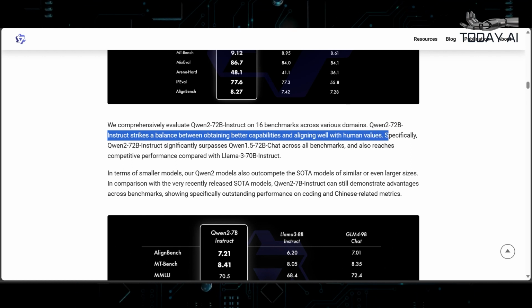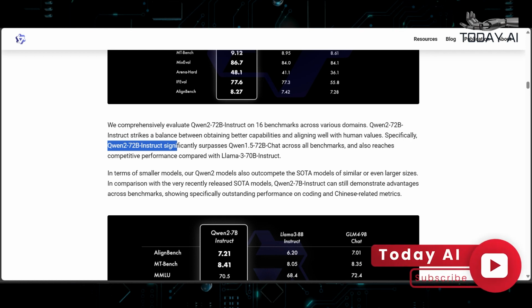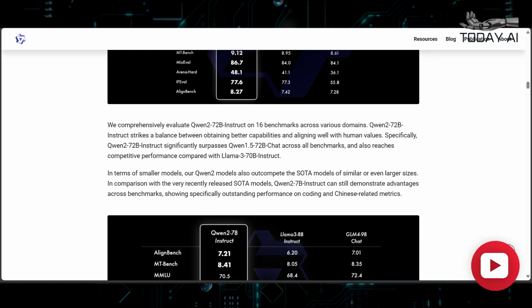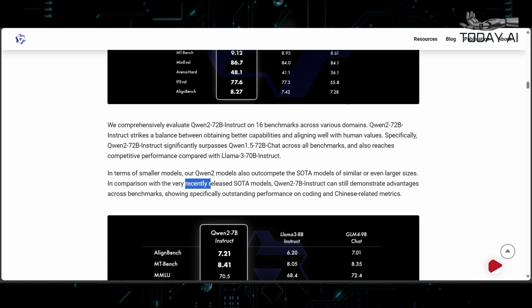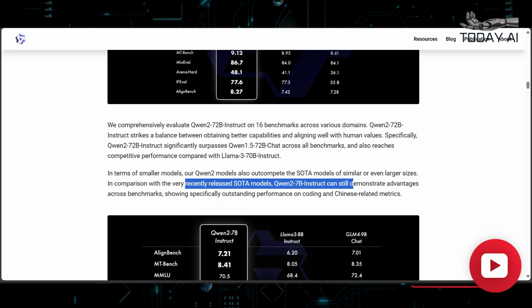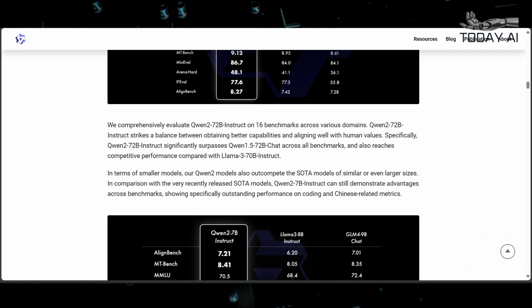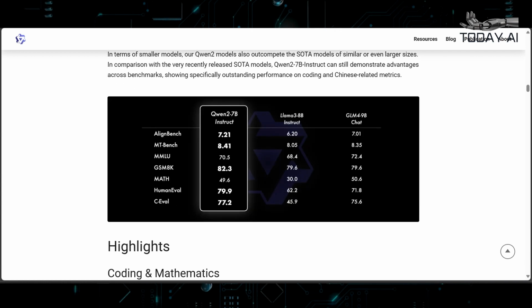Specifically, Qwen2-72B-Instruct significantly surpasses Qwen1.5-72B-Chat across all benchmarks, and also reaches competitive performance compared with Llama 3-70B-Instruct. In terms of smaller models, our Qwen2 models also outcompete the SOTA models of similar or even larger sizes. In comparison with the very recently released SOTA models, Qwen2-7B-Instruct can still demonstrate advantages across benchmarks, showing specifically outstanding performance on coding and Chinese-related metrics.